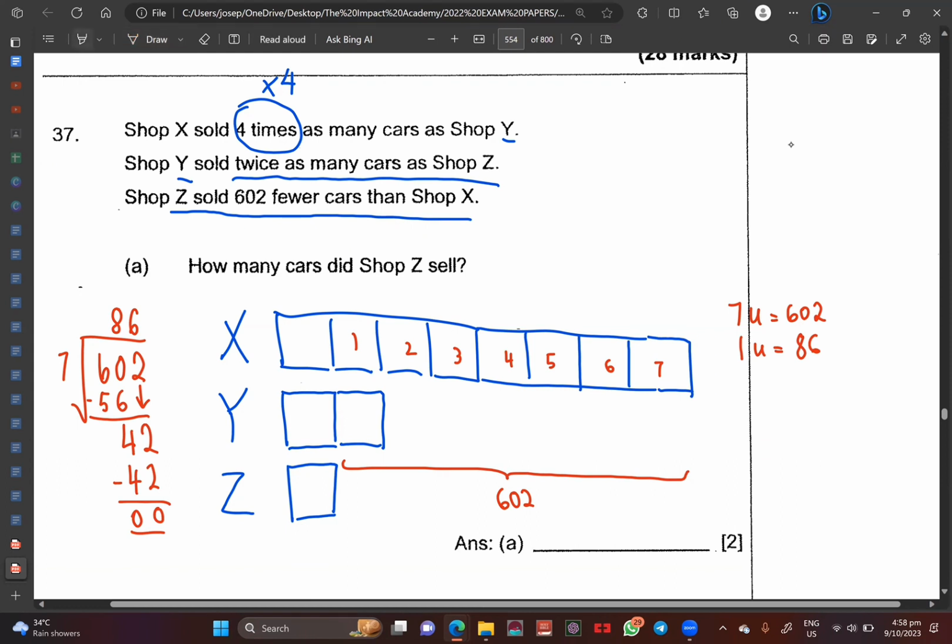So when Mr. Greenman is out, what are you supposed to do? You want to quickly read the question, right? Yeah. The question says, how many cars did shop Z sell? You tell me. Shop Z is 1 unit. So our answer is 86. This is what I meant by getting to your answer naturally.